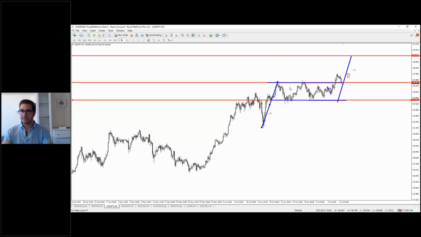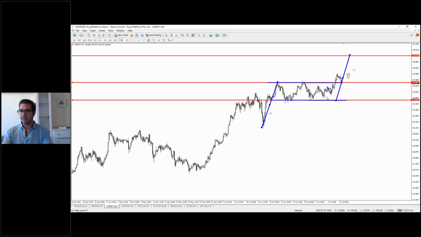Since we have this AB, most probably the market, if it continues to the upside, will move until reaching this 1.39.75 using the ABCD pattern. This is a correction, impulsive, correction, impulsive. So this is mainly the technique behind the ABCD pattern. It's really easy to use.